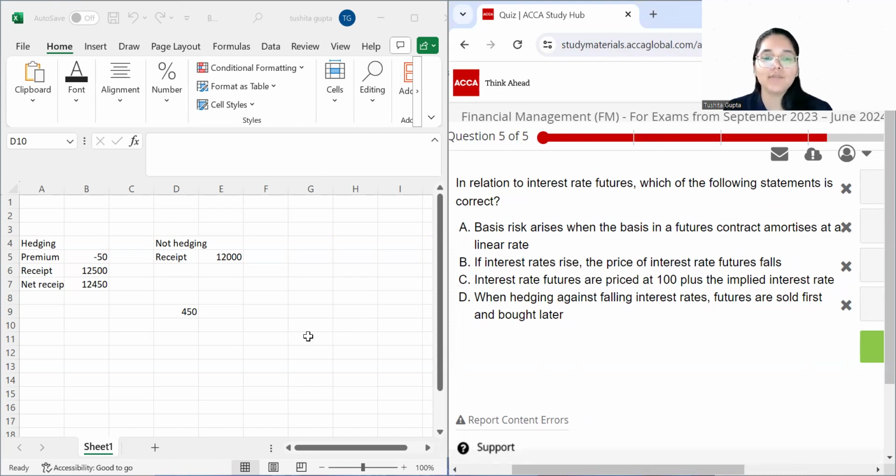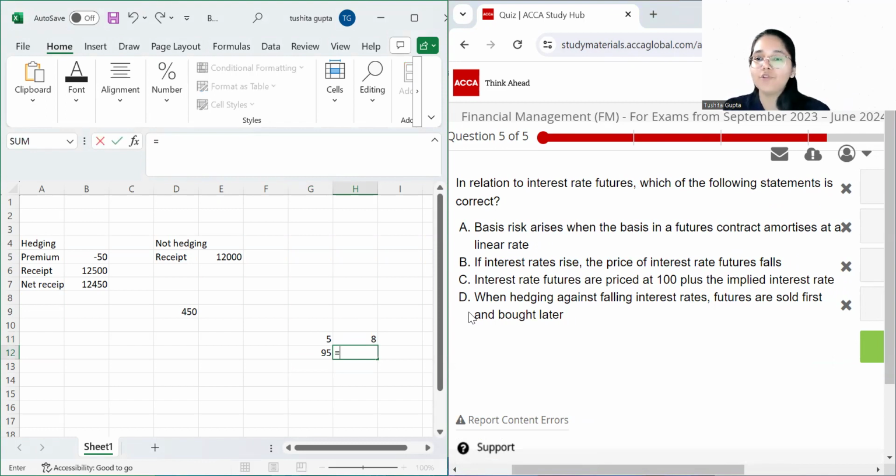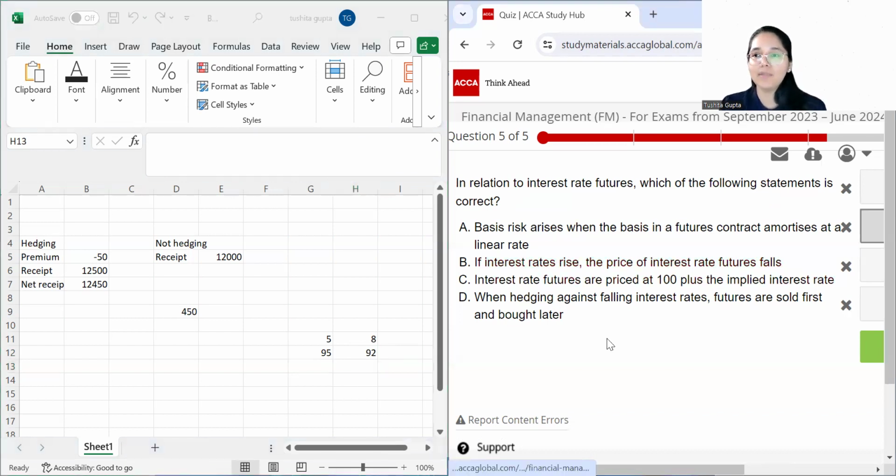That is exactly true. Let's suppose the interest rate today is 5. So basically, how we quote the futures price is that we take 100 minus the interest rate. So then if 5 is my interest rate, then I have my price of the future as 95. But let's suppose the interest rate has risen, maybe it has become 8. So now my futures are going to be priced at 100 minus 8. So that means my price of the future has actually fallen. It was earlier, when the interest rate was 5, a futures price of 95. And when it was 8, I had a futures price of 92. So you can see how statement B has been proven correct.